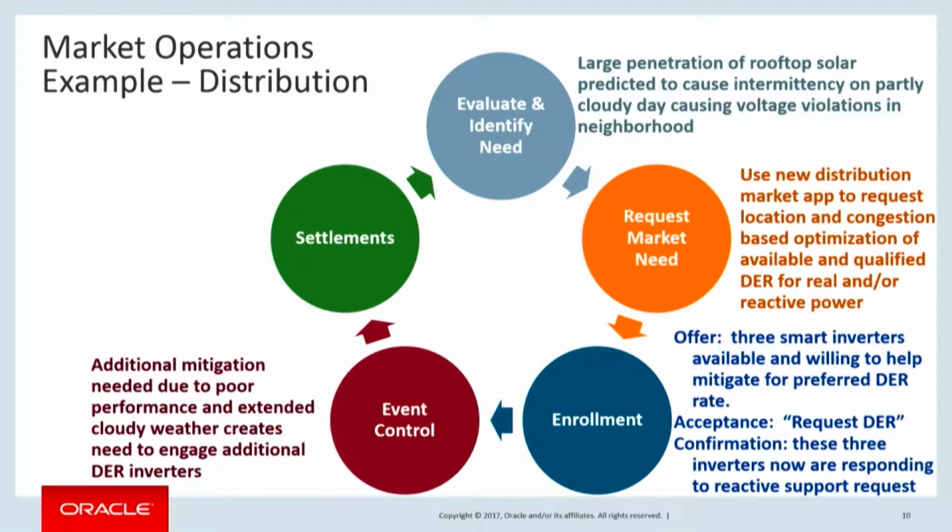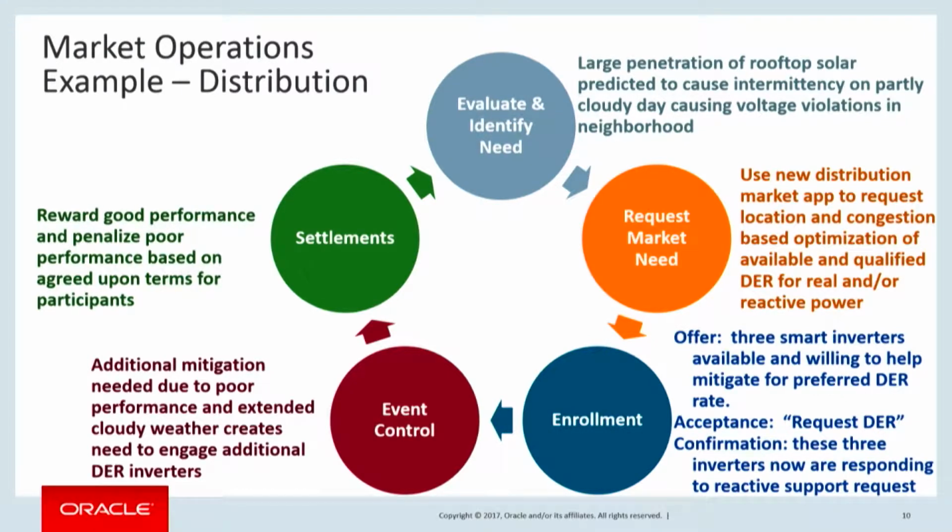There may be event control happening to say the participation rate did not give us what we expected, not what those customers signed up for, or there may be extenuating weather conditions, and we need to go request more. That would be the event control, where we go get some more resources. And then at the end of the event, we would reward good performance and penalize poor performance based on the agreed upon terms of the participants. So it's very similar to requesting a ride share. Obviously, there's a lot more complexity behind that, and it's all about the platform, the distribution platform.